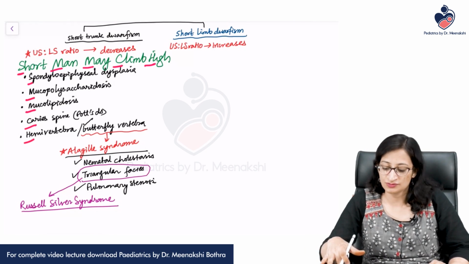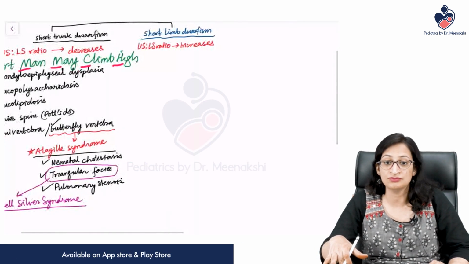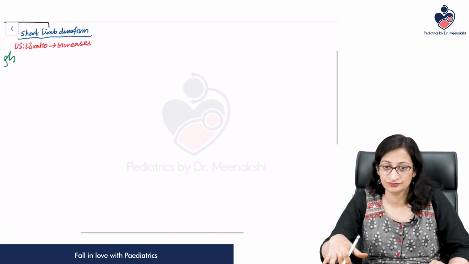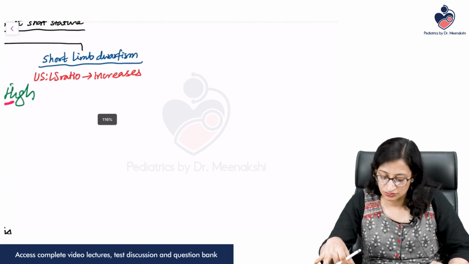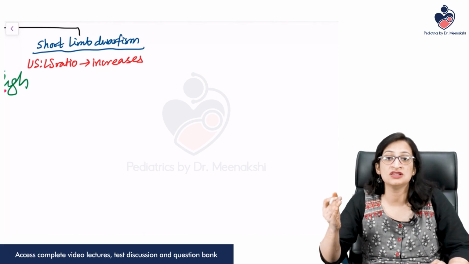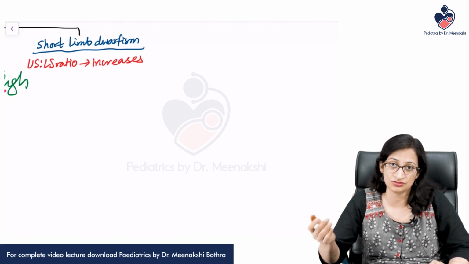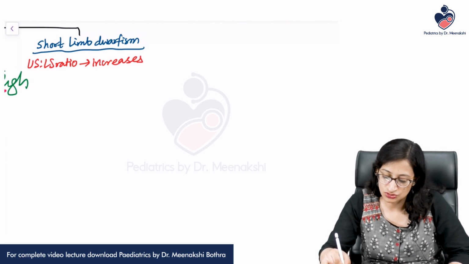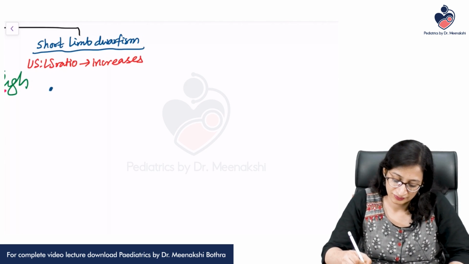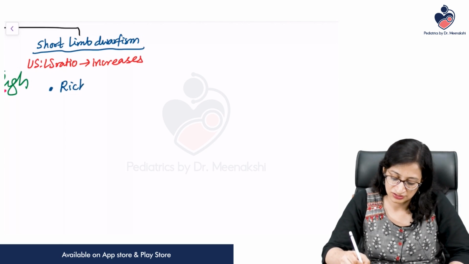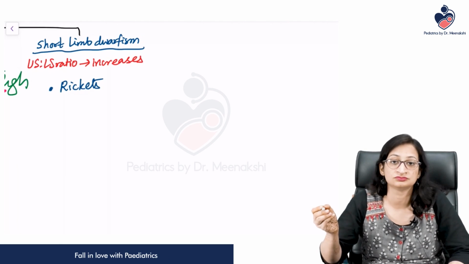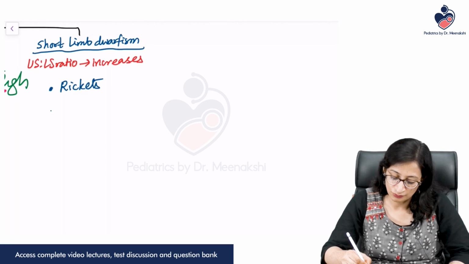Now, moving on to some important causes of short limb dwarfism, where the limbs are predominantly affected as compared to the trunk. So, this includes causes like rickets. Another important entity is achondroplasia.